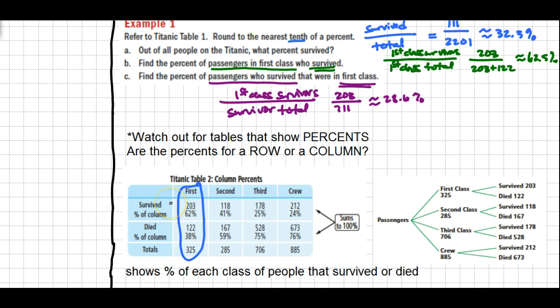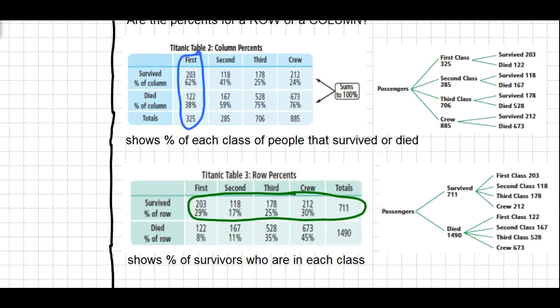So the percent in first class that survived with 62%, the complement to that then would be the percent of first class people who died. So those two together should add up to 100%. The book also does a decent job of showing how this information can also be put into tree form, and then you could do percents from the tree as well. So know that paying attention to how it's organized will make a difference in terms of how you're going to calculate.